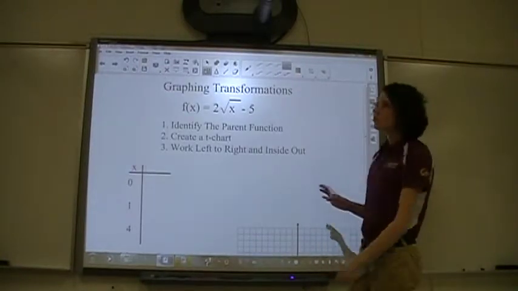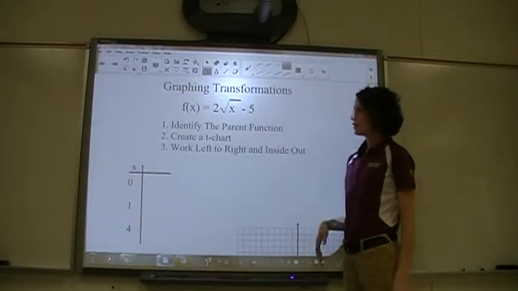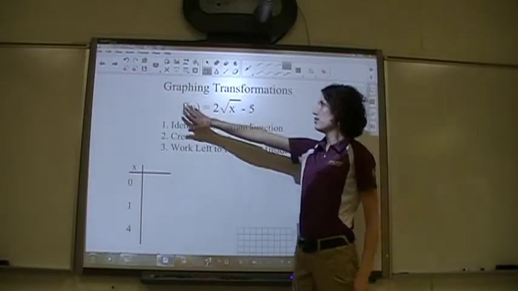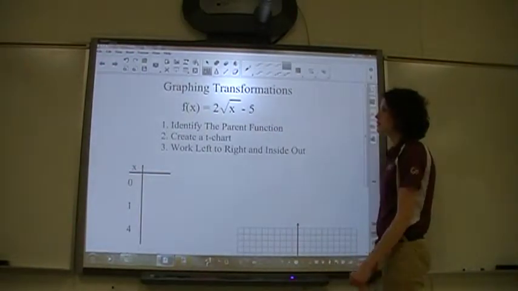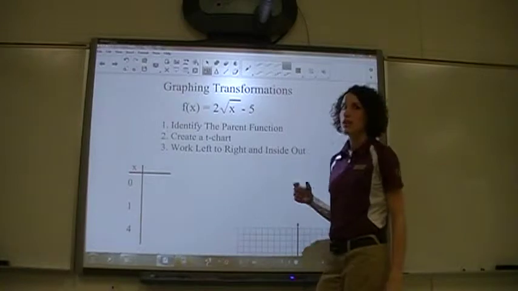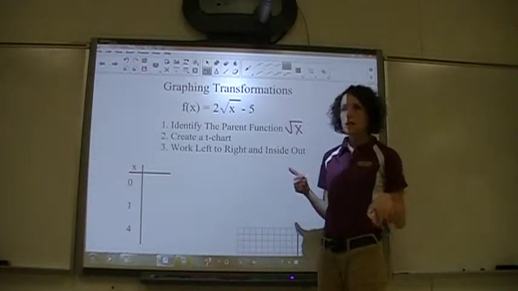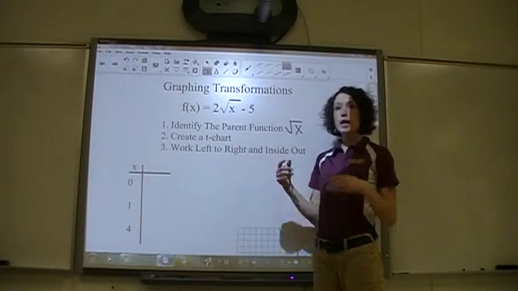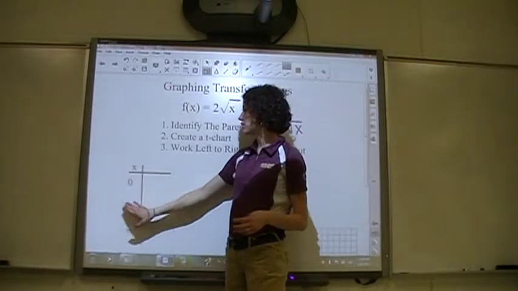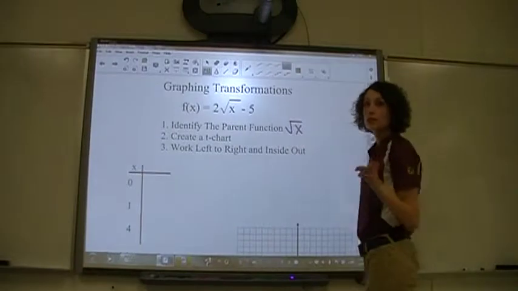All right, let's go ahead and do one more. So again, we're graphing transformation. Then I have f of x equals 2 radical x minus 5. Identify the parent function. The thing that looks weird is that radical x. So right when you say that radical x, you create a t-chart. Because it's radical, that's when you want to use 0, 1, and 4. So I got 0, 1, and 4 there.